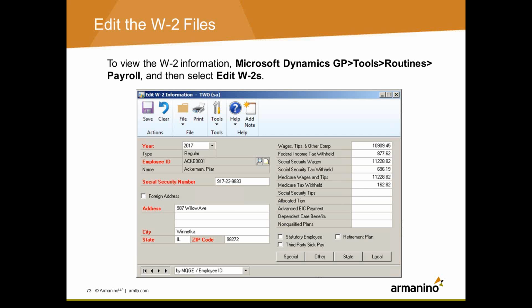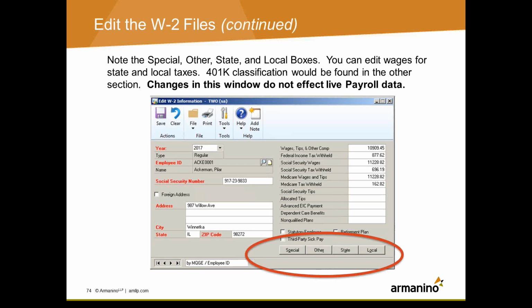If you find that you need to make any edits to the W-2 files, feel free to go to this window, Edit W-2 Information, pull up the employee, and make adjustments as necessary in those boxes to the right. And you can also click the buttons on the bottom. So note that the special, others, state, and local boxes, you can edit wages for state and local taxes. 401k classification should be found in the Other section, and changes in this window do not affect the live payroll data.